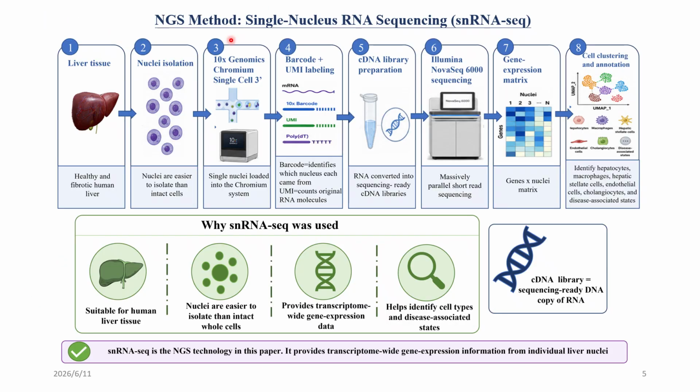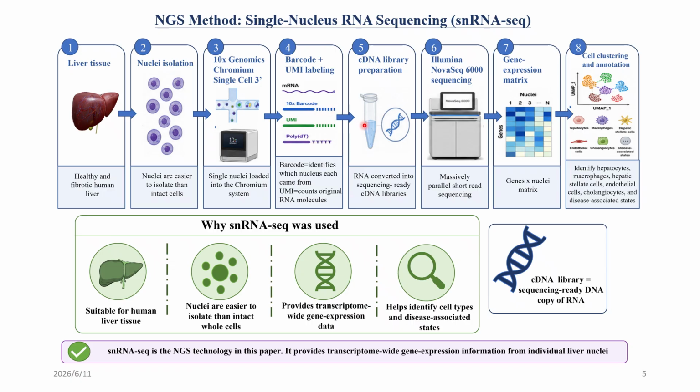Next, this slide explains the NGS method used in the paper, which is single nucleus RNA sequencing. First, the authors collected the healthy and fibrotic human liver tissue. Instead of isolating whole cells, they isolated nuclei because nuclei are easier to extract from frozen or complex liver tissue. Next, the nuclei were loaded into the 10x Genomics Chromium Single Cell 3' system. In this step, each nucleus receives a unique barcode and each RNA molecule receives a UMI. The barcode tells which nucleus the RNA came from, and the UMI helps count the original RNA molecules accurately.